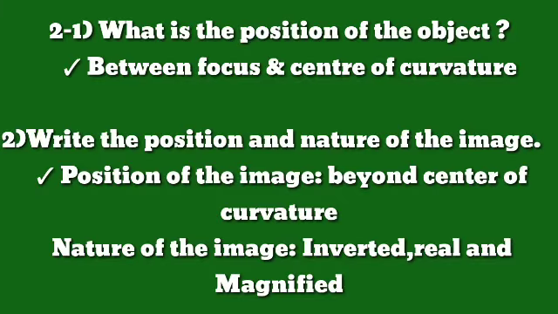First, what is the position of the object? The position of the object is between focus and center of curvature. Position and nature of the image: the position of the image is beyond center of curvature, and the nature of the image is inverted, real and magnified.